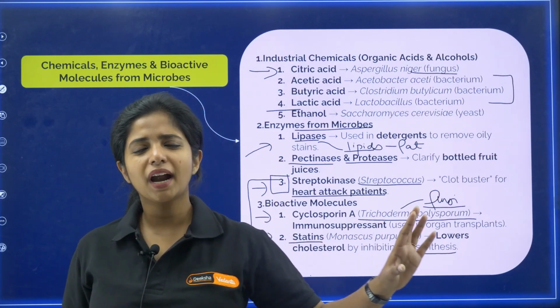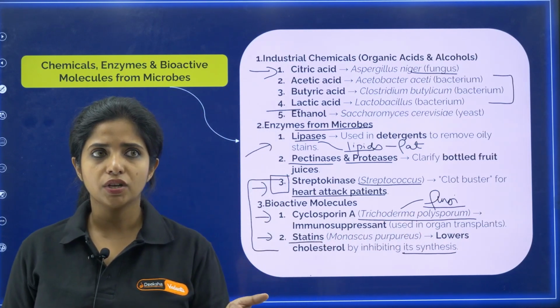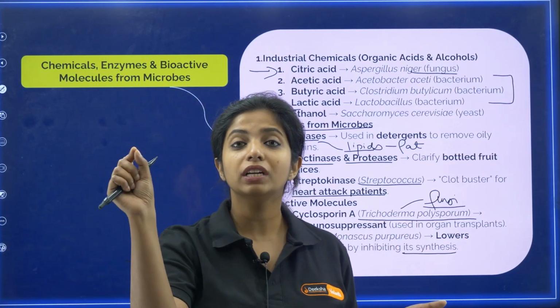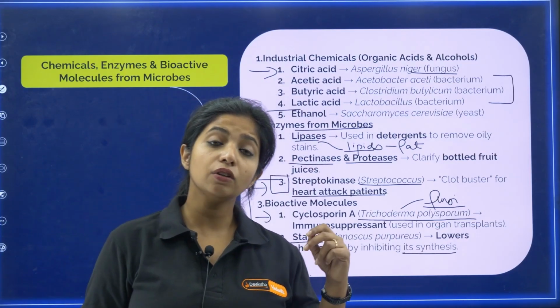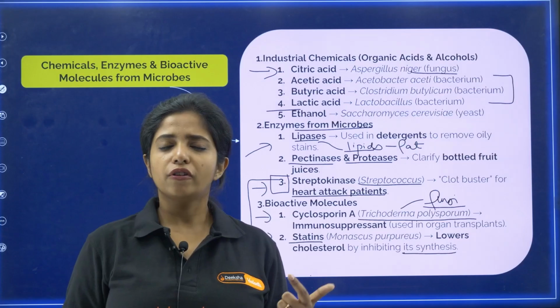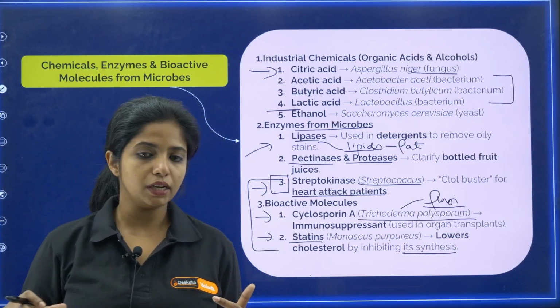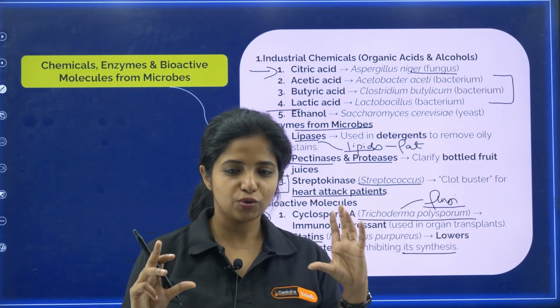Apart from that, there are certain microbes which produce lipases. Lipases are there for removing lipids or fats. So for removing oily stains, I can use lipases. I can use pectinase and also protease in bottled fruit juices, my dear children. They will be breaking down everything and making the juice really good.